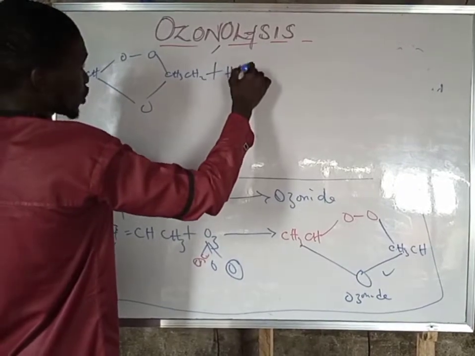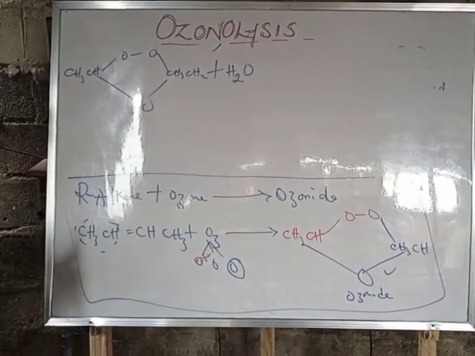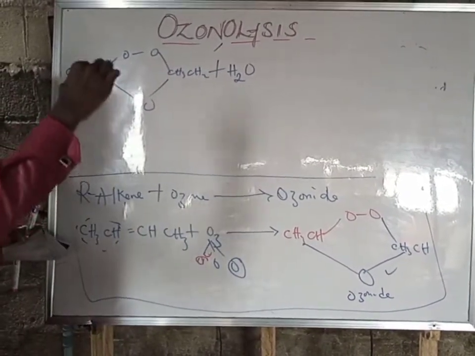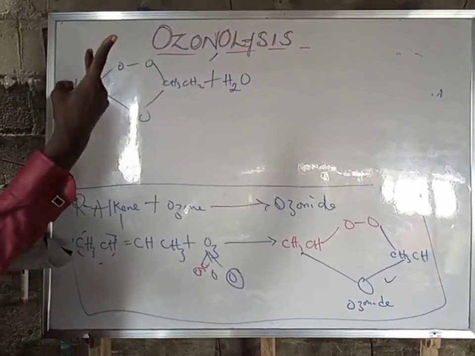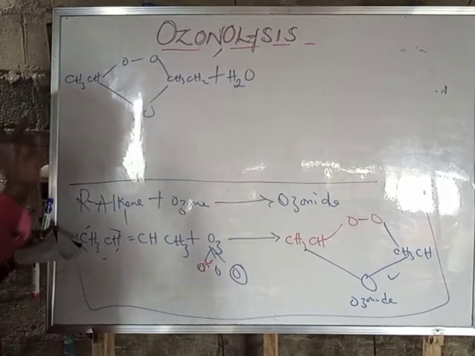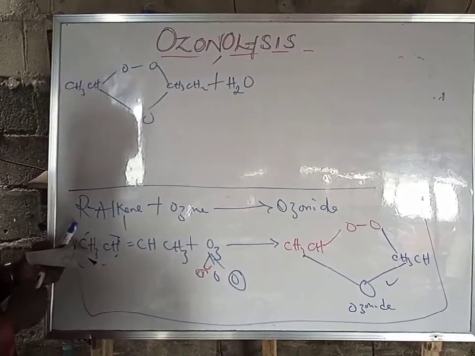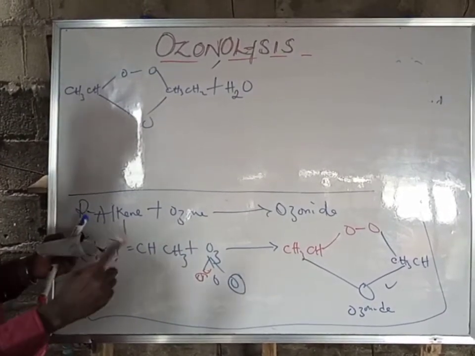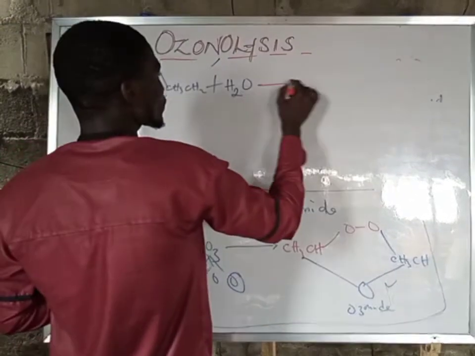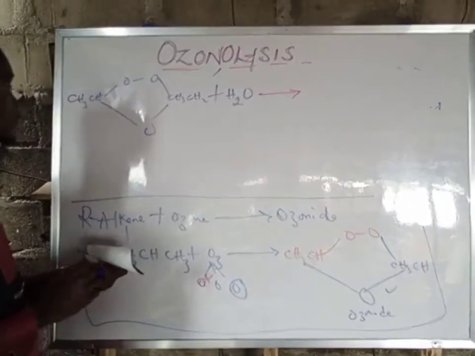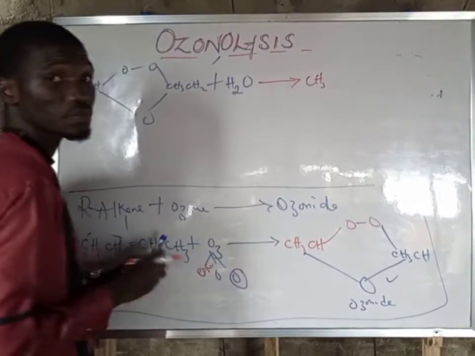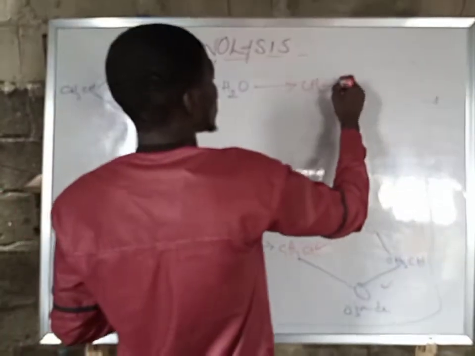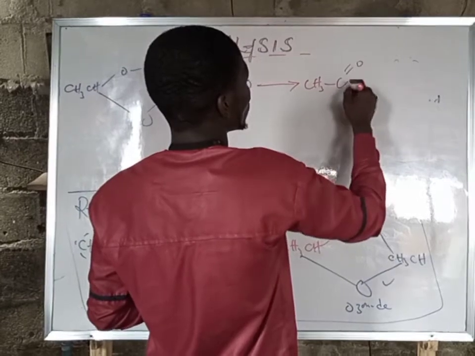plus water. Don't forget that when they react with a good reducing agent, they are going to give what? Two aldehyde, or what? Two ketone. So with that, now let's see how they give us two ketone. And again, don't forget, you have this. So what's the first thing you have here? We have CH3, C double bond, we have what?